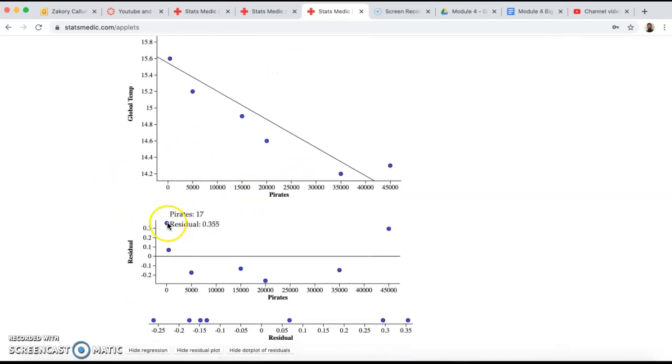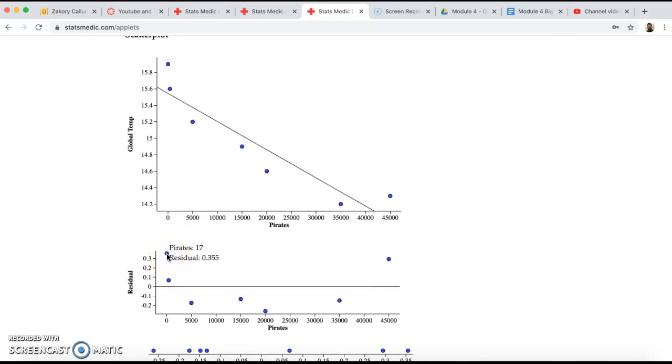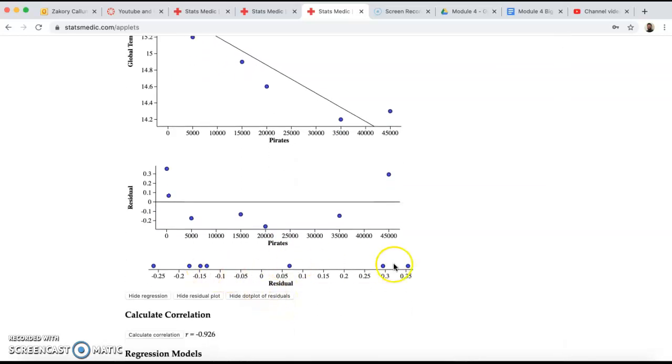So notice this is a plot of where it was 17 pirates and the residual is 0.355. So for this point, going from that difference to the line there, its residual is 0.355. And you can look at that for any of the points there. Then it gives you one more graph here on that applet that's just the residuals with no x scale.